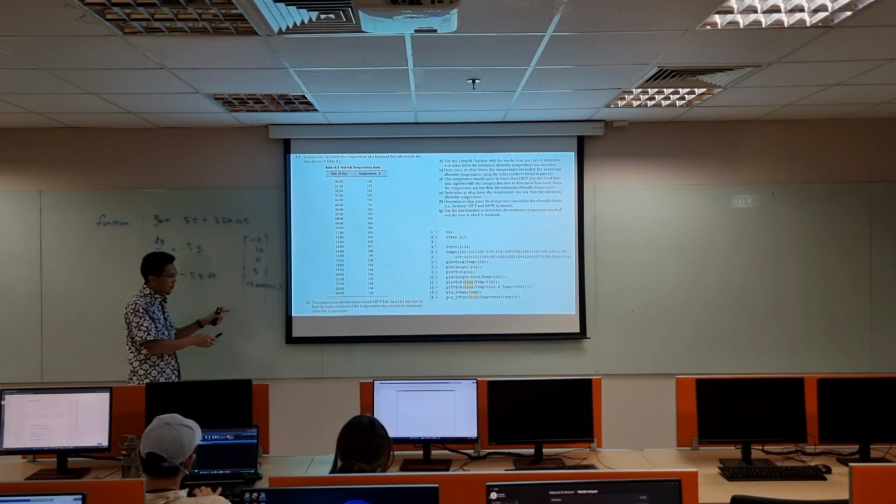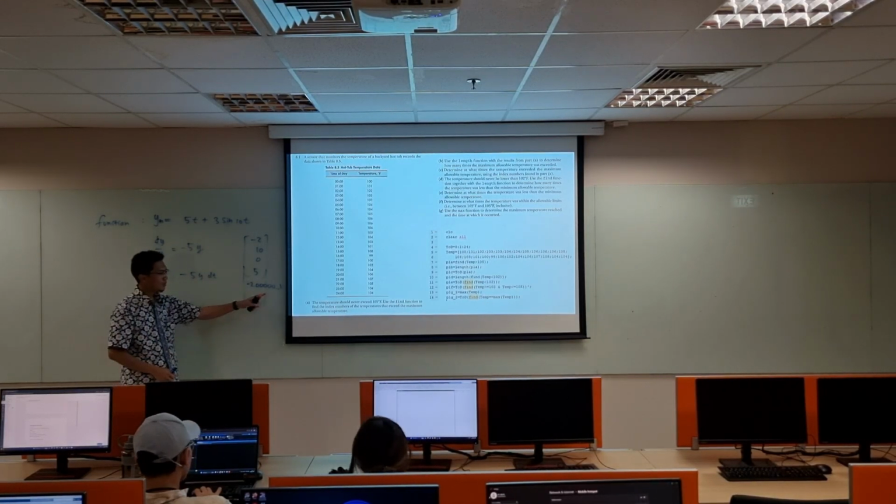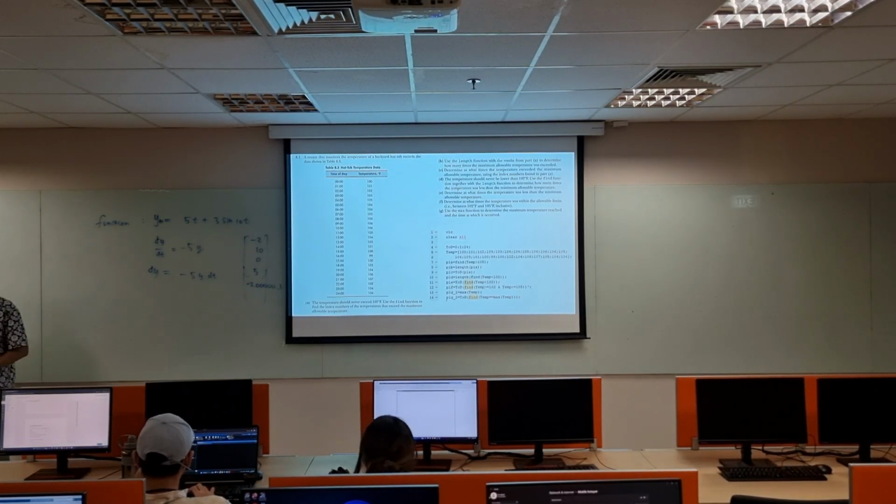Yeah, it depends whether MATLAB can read it. But if there is a non-zero number over there, this will be what MATLAB chooses. It depends on the precision of MATLAB itself. Okay, any question on problem 8.1?